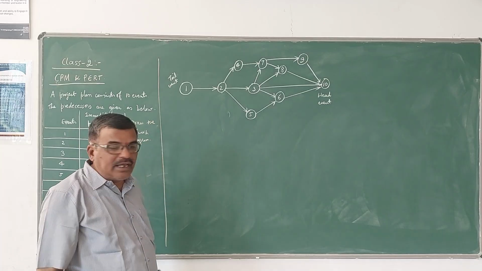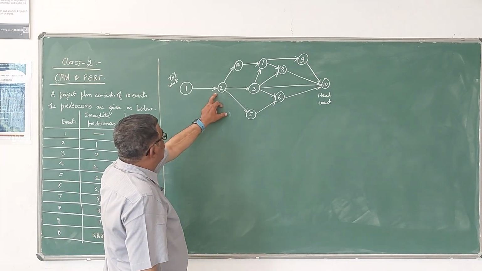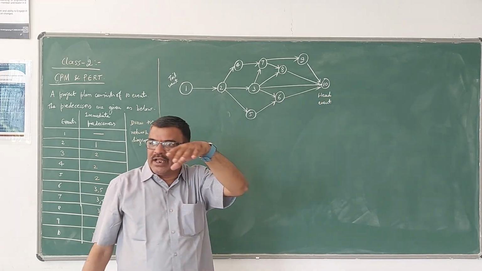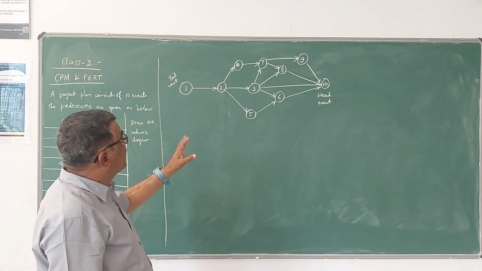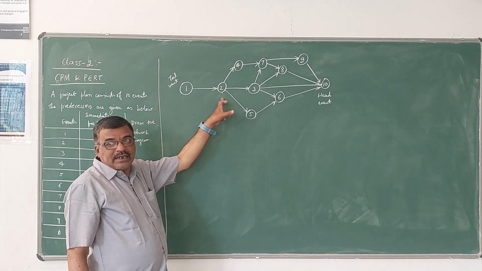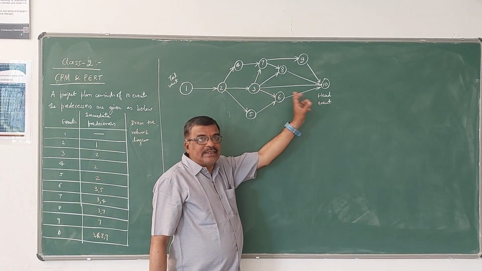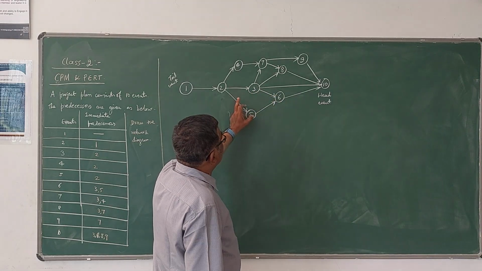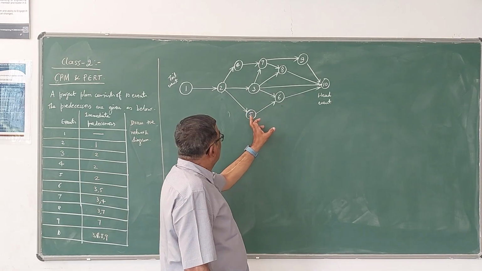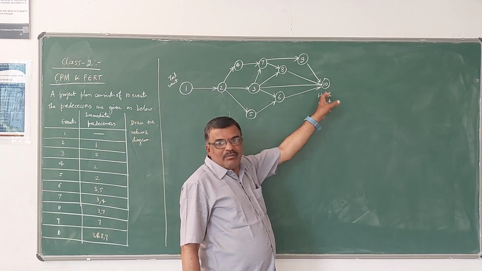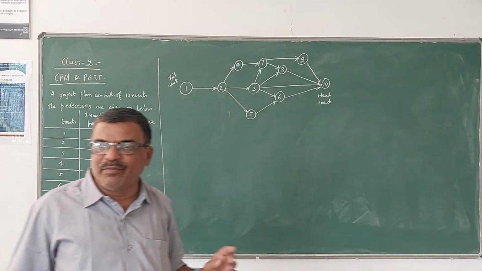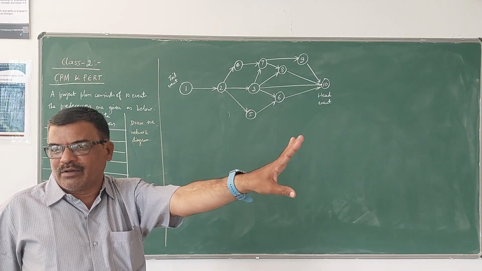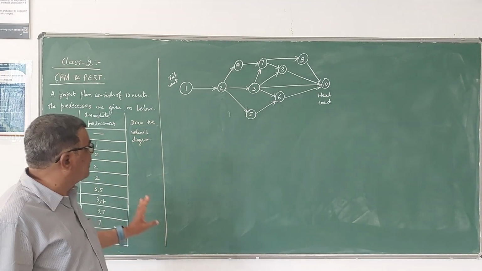Here we can also say that this 2 is a predecessor to 10 also, because 2 is happening before 10. But it is not an immediate predecessor. Immediate predecessor to 10 is 3. Similarly, immediate predecessor to 10 is 6. 5 is also a predecessor to 10, but it is not immediate. Immediate means the arrow should go directly from that number to that number. Then it is called immediate. So here he has given immediate.